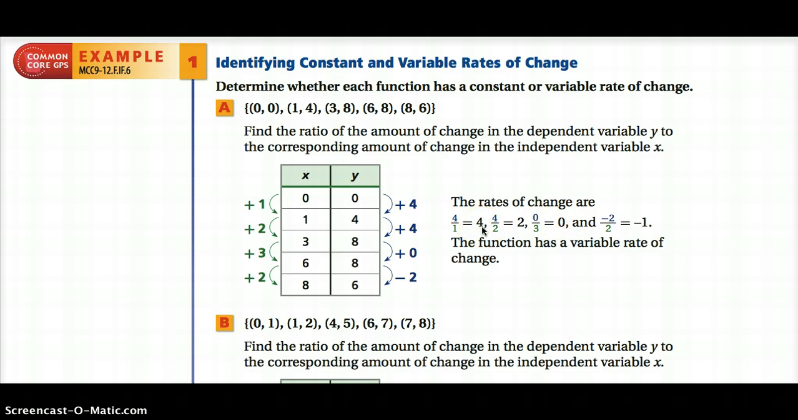At that point, I can see that it's going to be a variable rate of change because it has a change of 4, then 2, then 0. So that is not going to make a linear function.